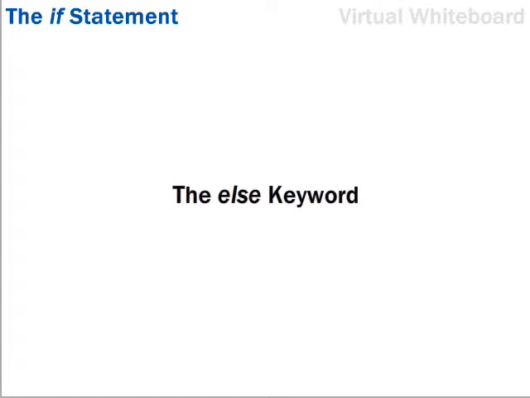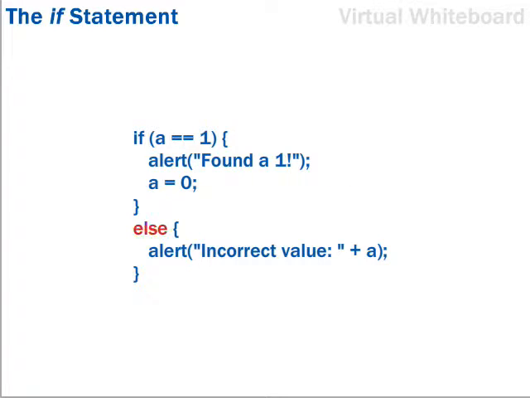An additional feature of the if statement is the else keyword. Much like its English equivalent, else tells the JavaScript interpreter what to do if the condition isn't true. This is a simple example of the else keyword in action. This is a modified version of a previous example. This displays a message and resets the variable a if the condition is met. If the condition is not met, meaning a is not 1, a different message is displayed.